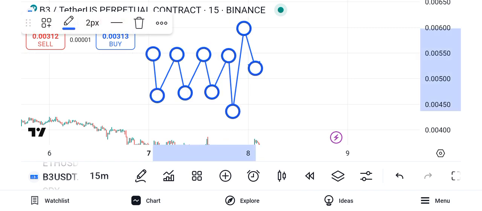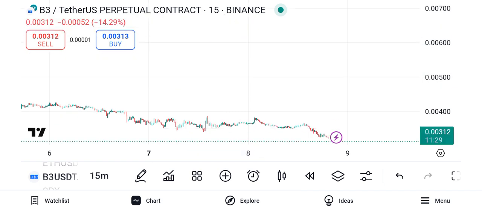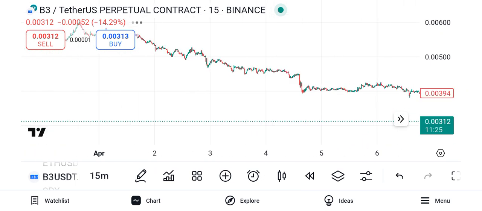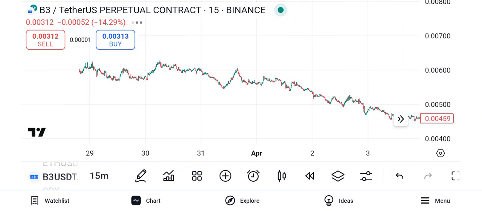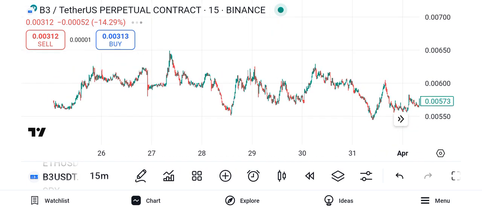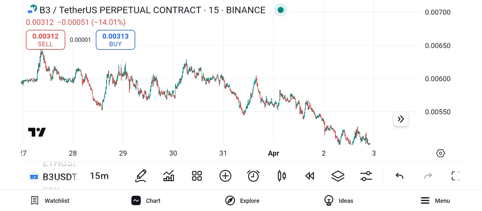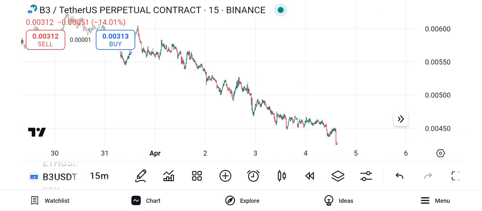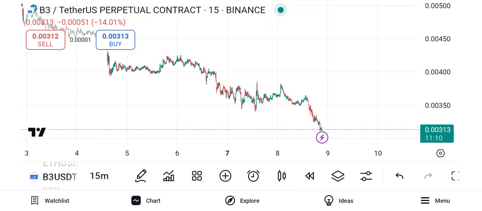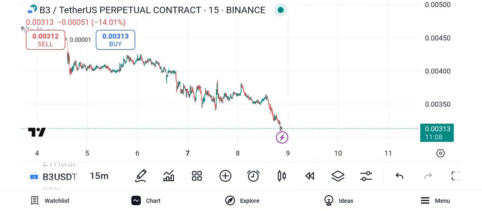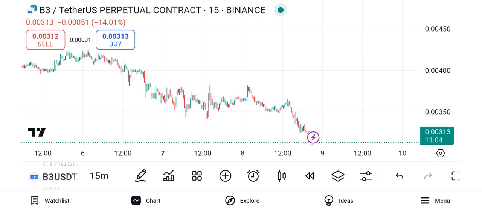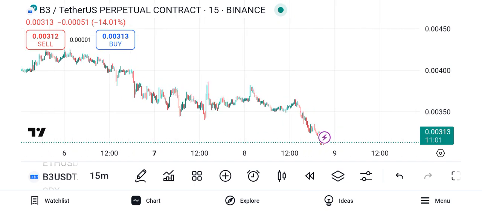Now, let me go straight into the chart, the candlestick, and show you guys what I'm trying to say. Now, this is B3 USDT. I'm going to show you guys how it looks on the charts. Now, if you watch closely, you see what happened right here in this coin.